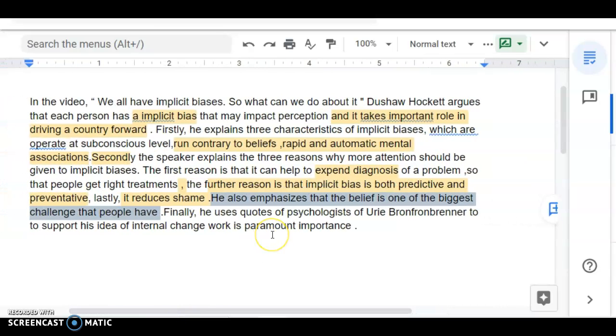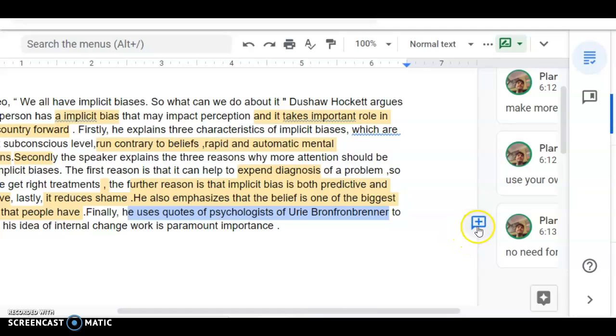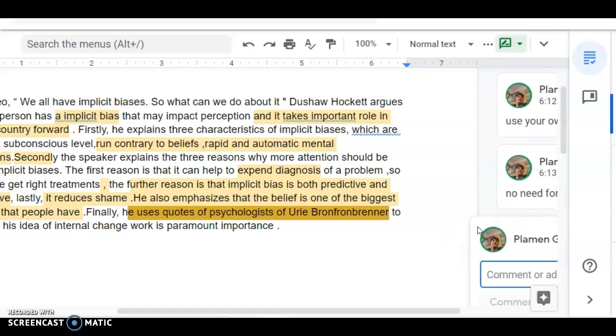He also emphasized that the belief is one of the biggest challenges of people. I'm not very sure. I'm not sure even what that means. Finally, he uses quotes of psychologists to support the idea that internal change is of paramount importance. Yeah. Remember, we tried to stay away from examples, so you don't need to mention the name of the psychologist. Just go straight to the idea.